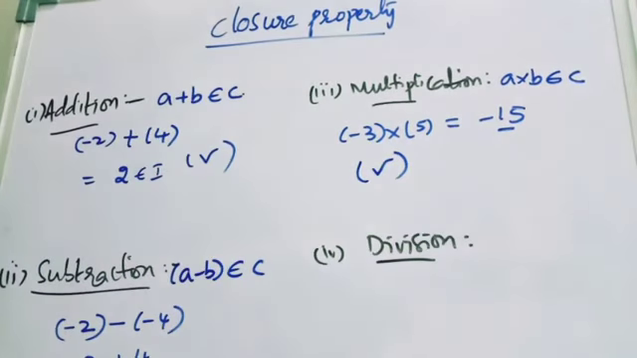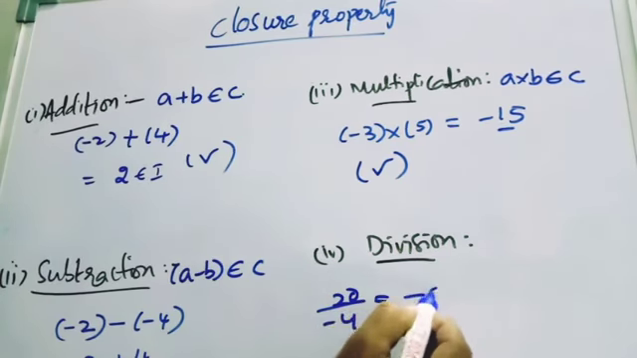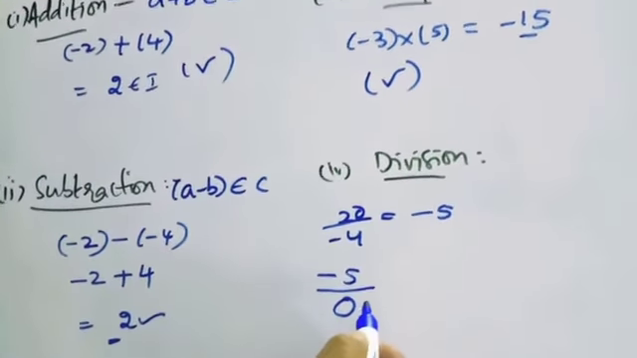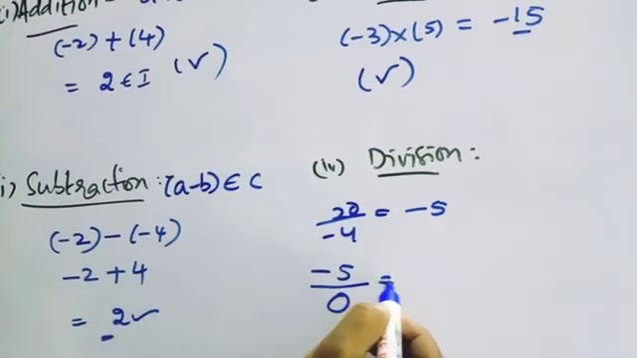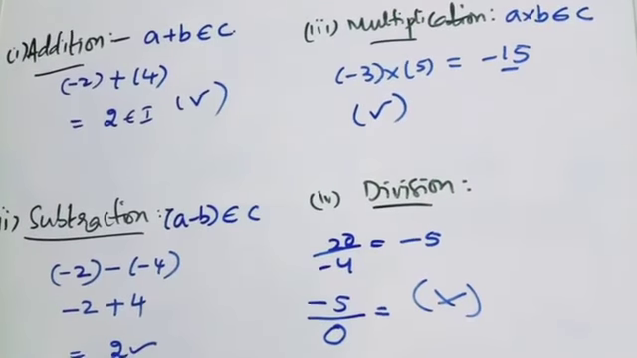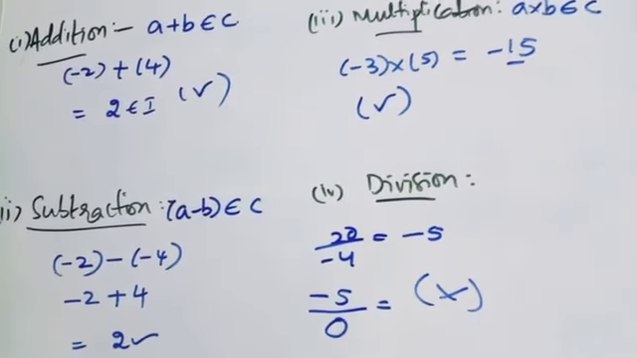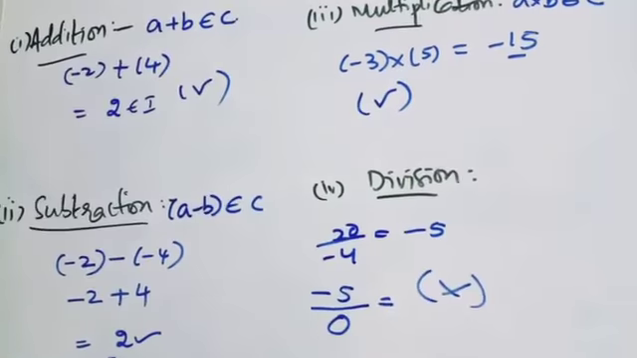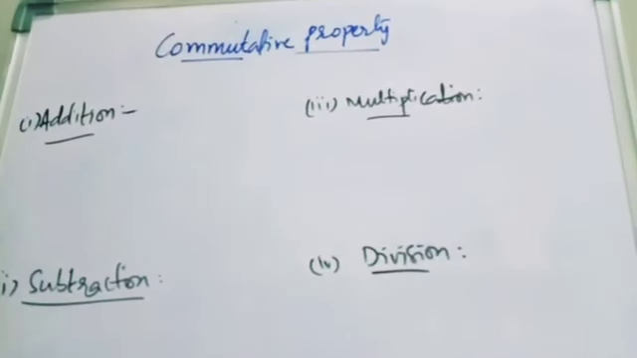Then next we will go with division. If I take 20 divided by -4, the answer is negative 5, and 5 is an integer. But if we take negative 5 divided by 0, where 0 is also an integer, we can't define that answer. So we can say that integers are not closed under division.